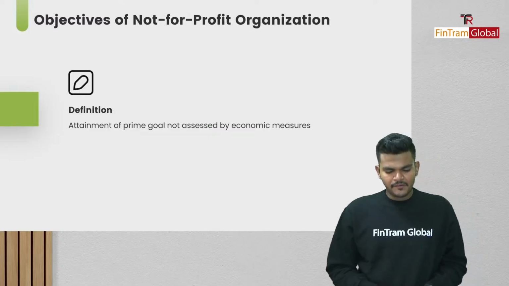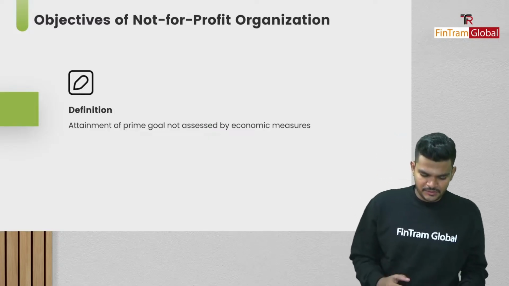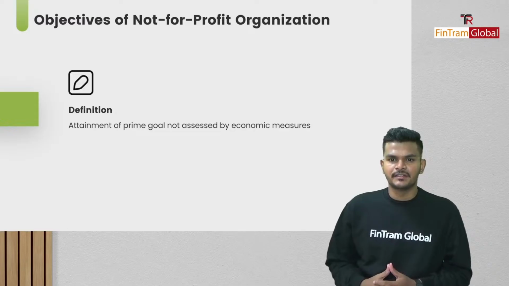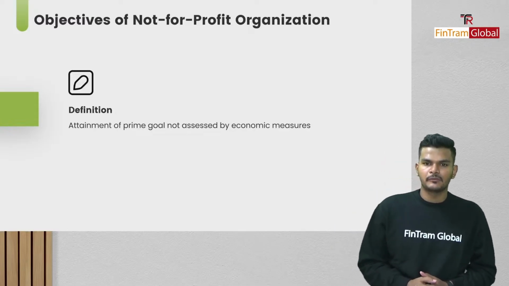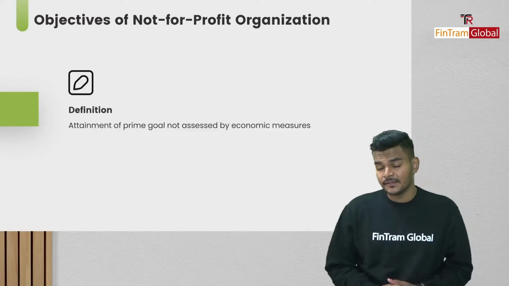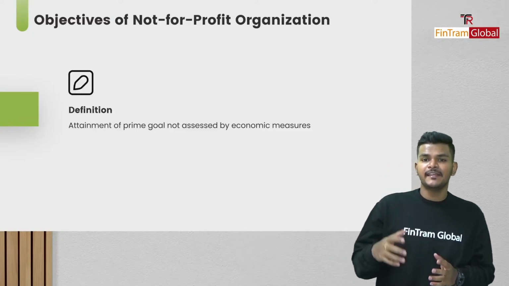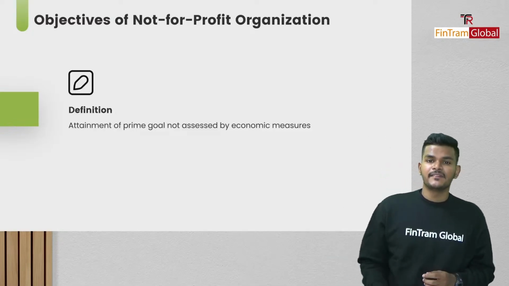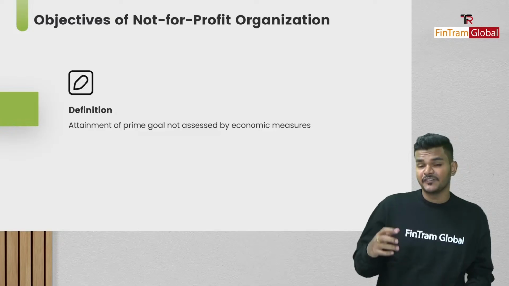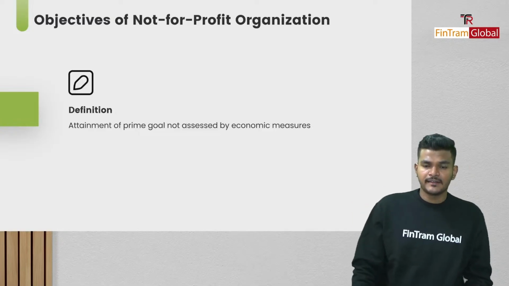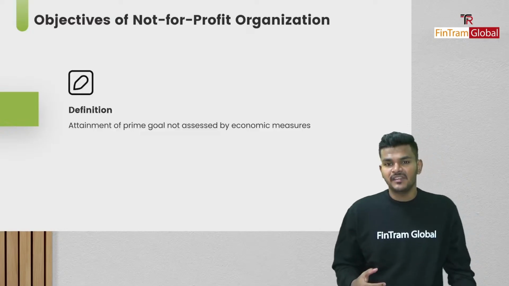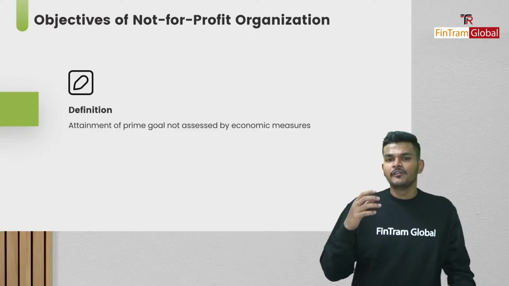And then we have not-for-profit organizations as well. So when it comes to not-for-profit organizations, what do we use? We use the 3 E's of value for money to measure it, right? The 3 E's are economy, effectiveness, and efficiency as well, right? So economy, efficiency, and effectiveness. That's basically the criteria that we use in order to measure the performance of a not-for-profit organization.